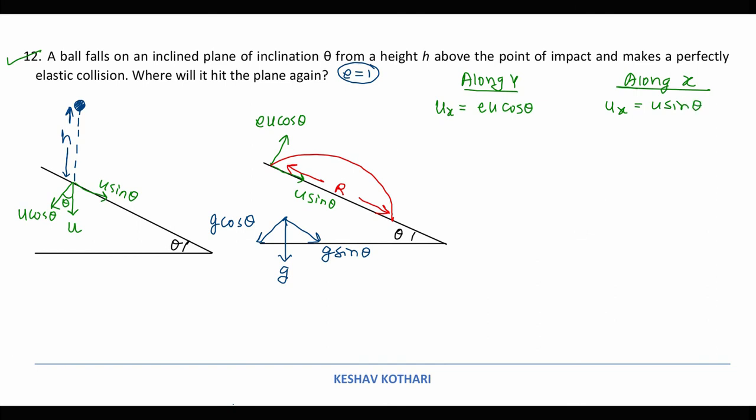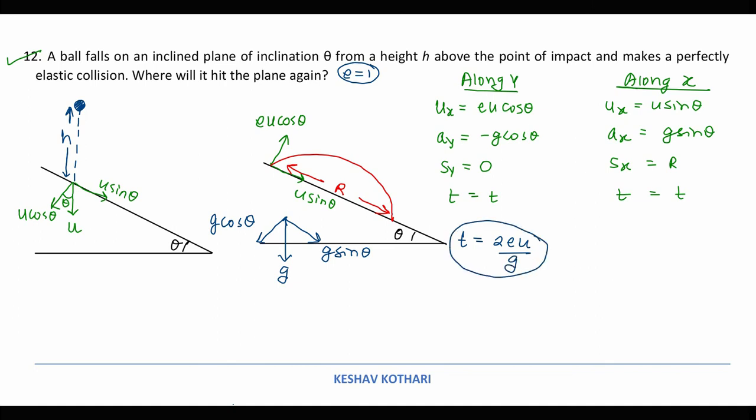The acceleration along the y-axis is going to be minus g cos theta, and that along the x-axis is going to be g sin theta. Displacement along the y-axis is going to be 0, displacement along x is going to be r. Time of flight t, because we will be equating the two times. So if we solve these equations, we obtain that the value of t is equal to 2eu by g.